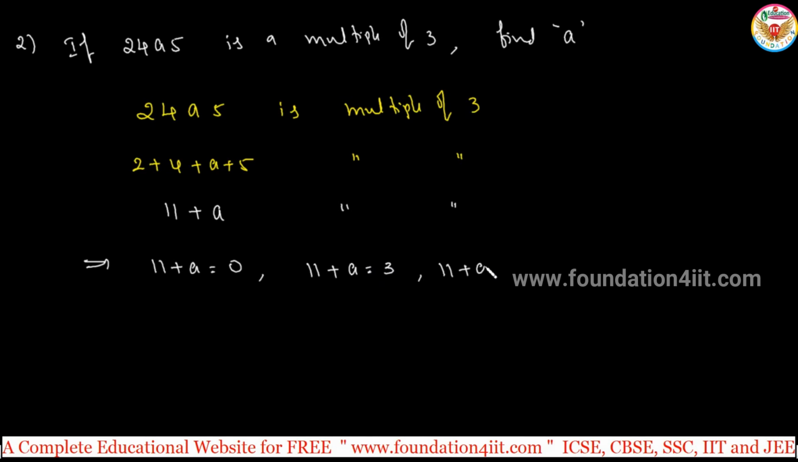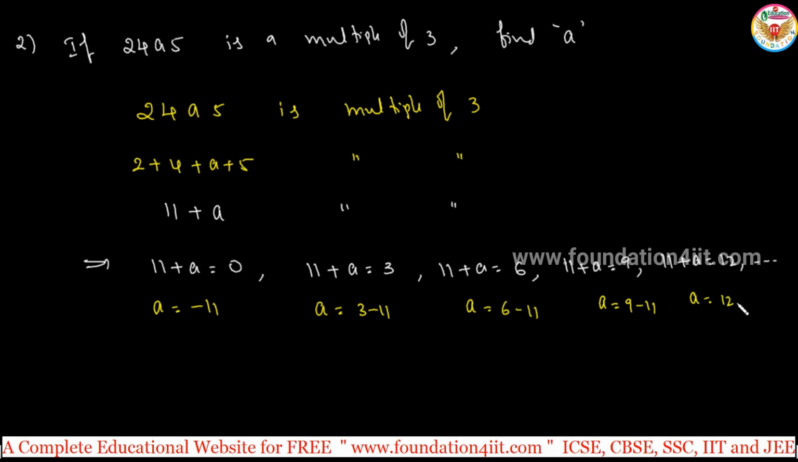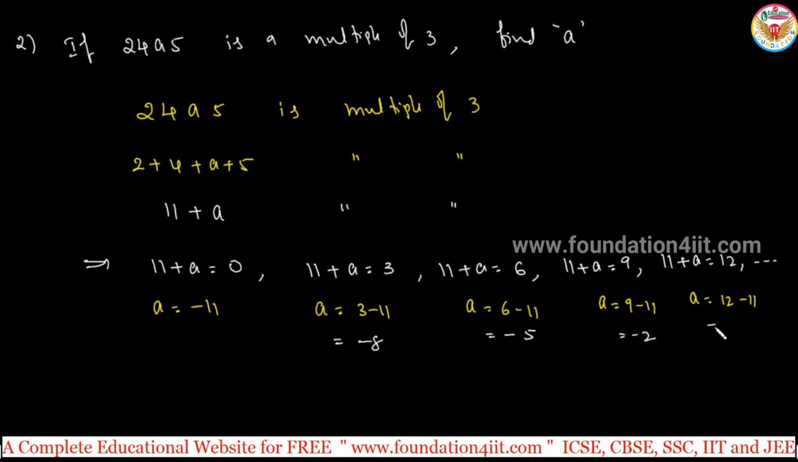Or 11 plus a is 6, 11 plus a is 9, 11 plus a is 12, and so on. From this, a is equal to 0 minus 11, a is equal to 3 minus 11, a is equal to 6 minus 11, a is 9 minus 11, and a is 12 minus 11. So up to here, a is equal to 3 minus 11, which is minus 8. This is minus 5, then minus 2, and then 1.